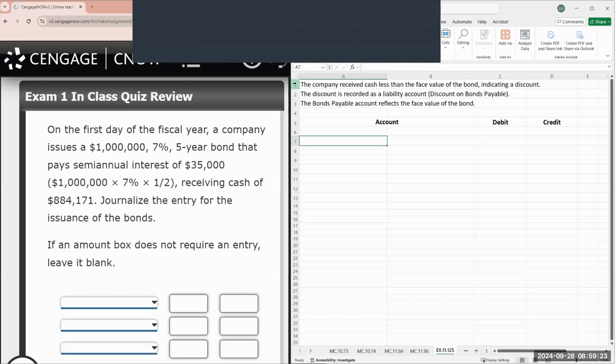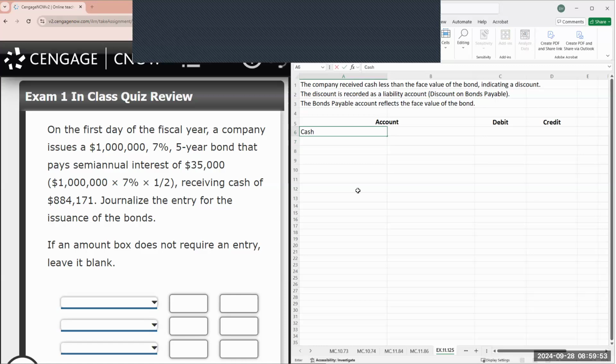So the company received cash that's less than the face value of the bond. The bonds are worth $1 million. We only received cash of $884,171, which lets us know that this bond was issued at a discount. The discount is recorded as a liability account, but what's called a contra liability account, and the bonds payable account reflects the face value of the bond. So our journal entry would be as follows.